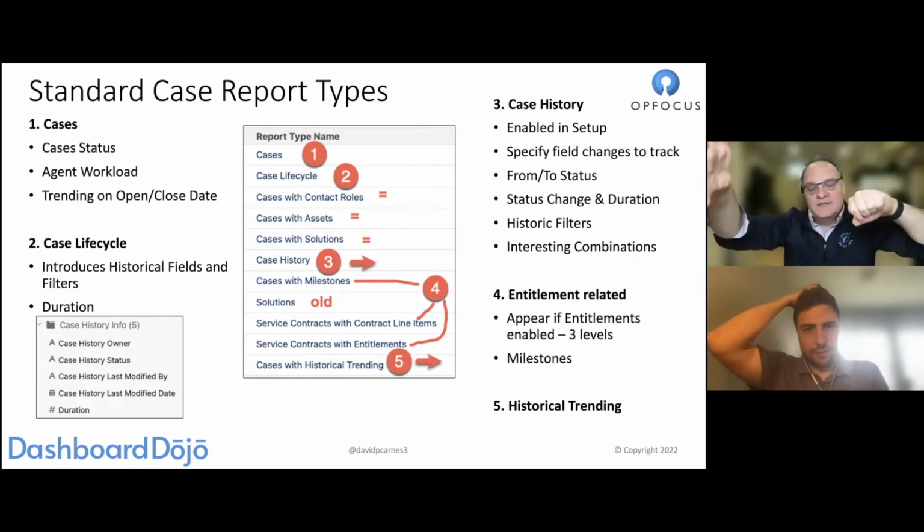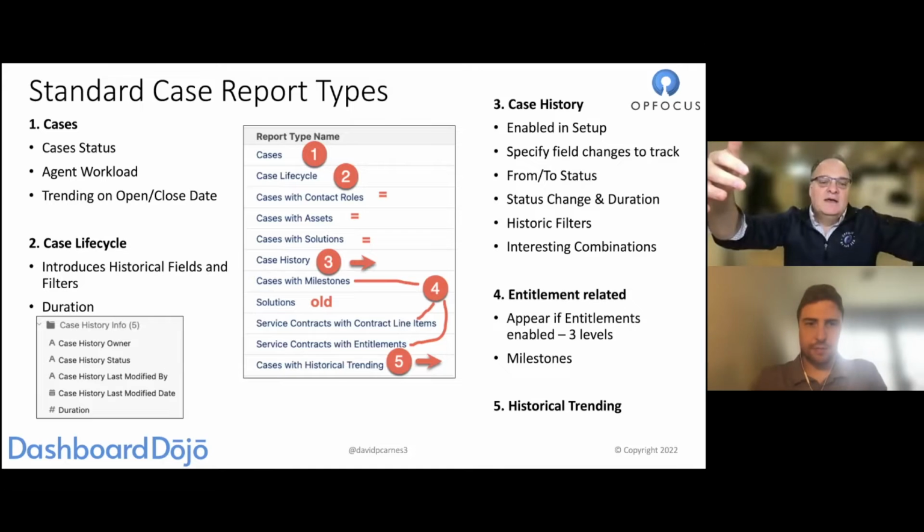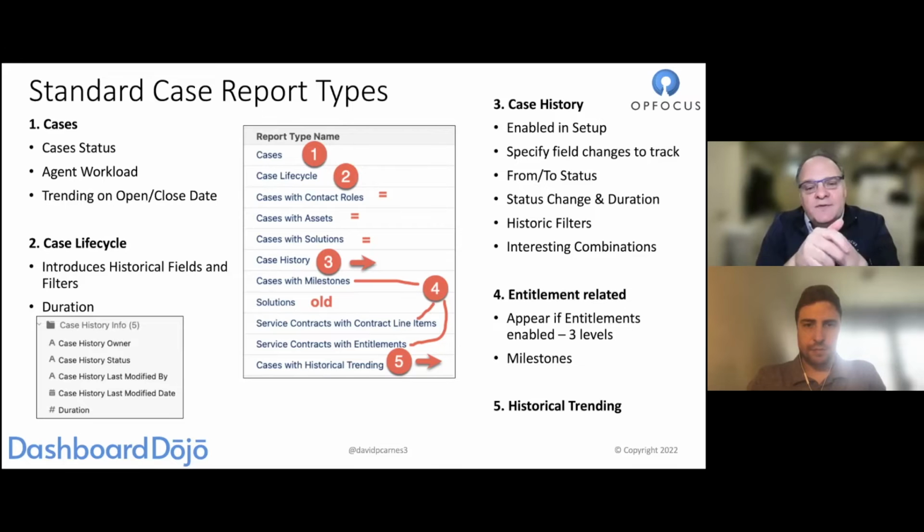So if there are no contacts, we can still see the cases. We can see that account information there. With case lifecycle, this report type introduces a bunch of historical fields, and these can be shown as columns. These can be grouped. These can also be used in filters.